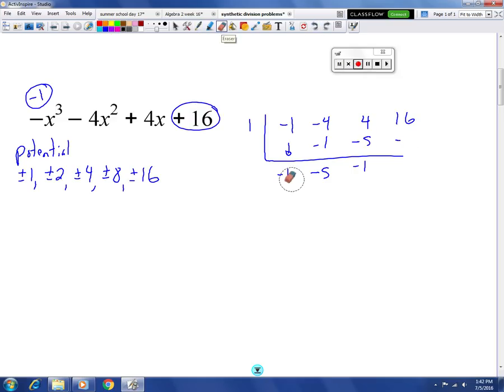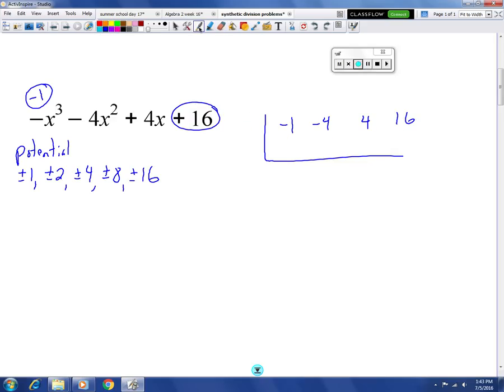All right, so erase all that stuff. Positive 1 didn't work. Let's try negative 1. Negative 1 times negative 1 is a positive 1. Negative 4 plus 1 is a negative 3. Negative 1 times a negative 3 is a positive 3. You get a negative 7. That does not work either. So positive 1 and negative 1 don't work.